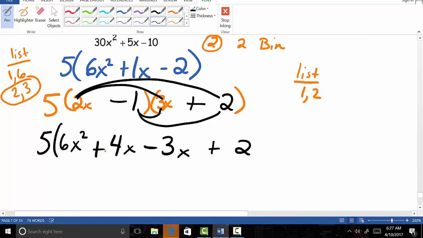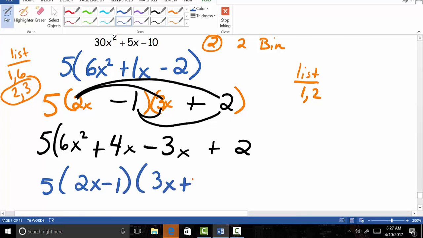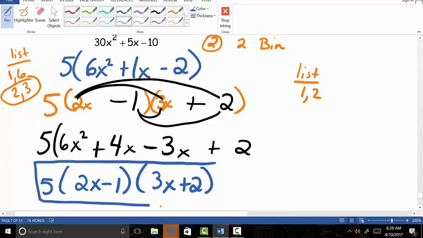So it looks like our final answer comes out to be 5 times 2x minus 1 times 3x plus 2. And this is our final factored form. Again, that is example 3D from our 4.3, 4.4 set of notes.